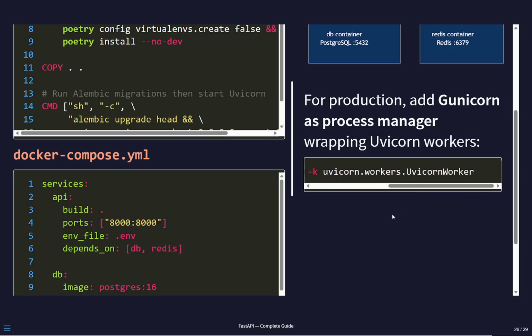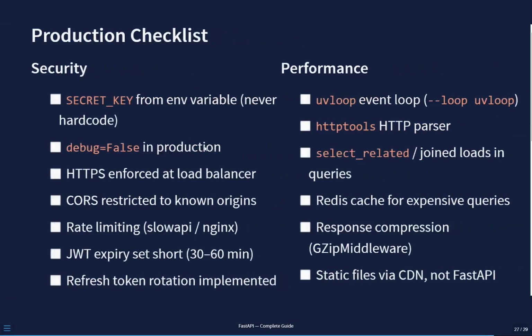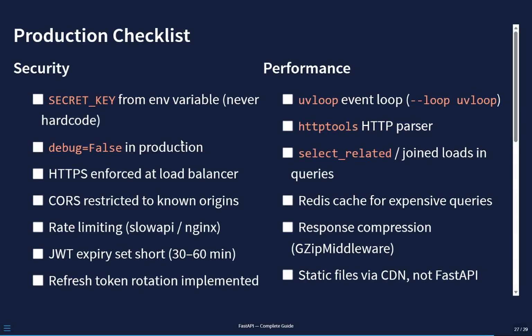Gunicorn handles worker crashes and restarts. The command is gunicorn main:app -k uvicorn.workers.UvicornWorker. Next, before you ship, go through this checklist systematically.